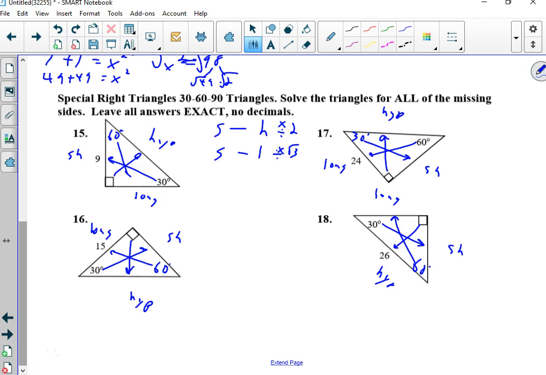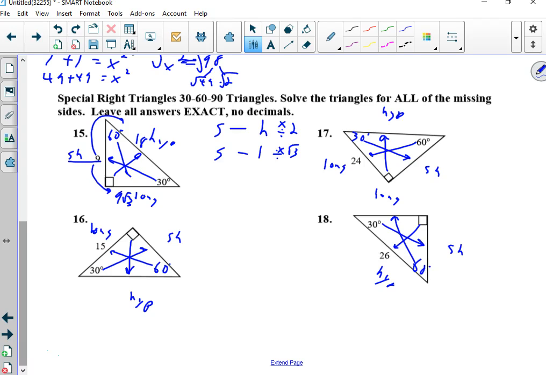If you're getting bigger, multiply. If you're getting smaller, divide. So, I solve for all the missing sides by using this rule. I have my short, 9. To go to my hypotenuse, I double it, and I get 18. To go to my long, I multiply by radical 3. 9 radical 3, I'm finished.